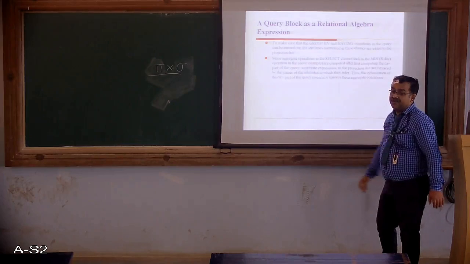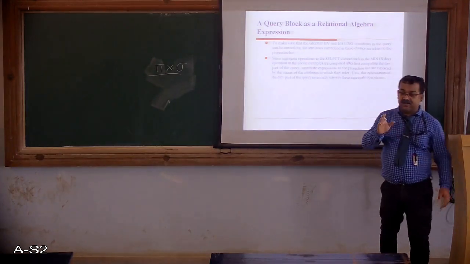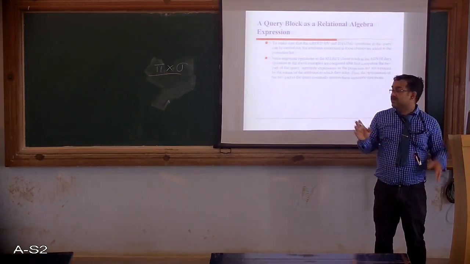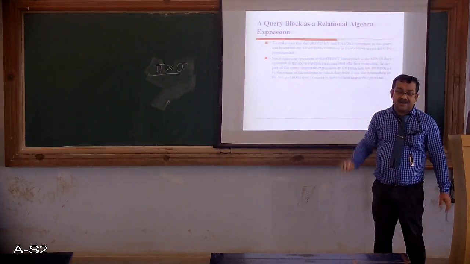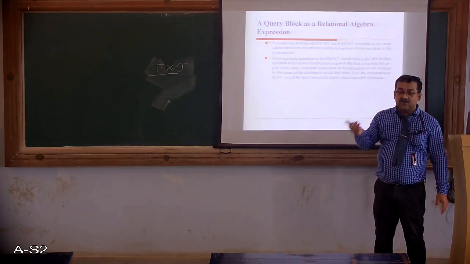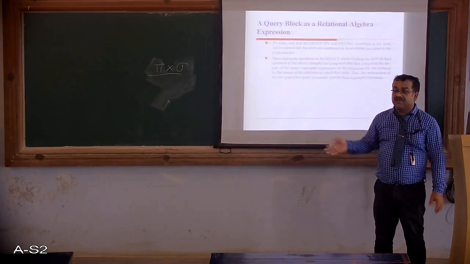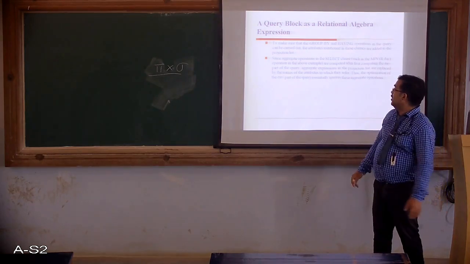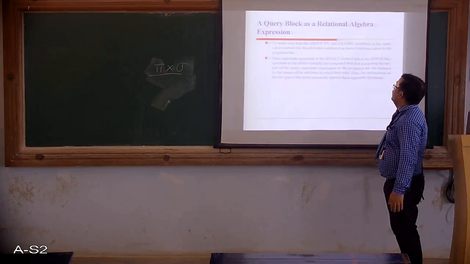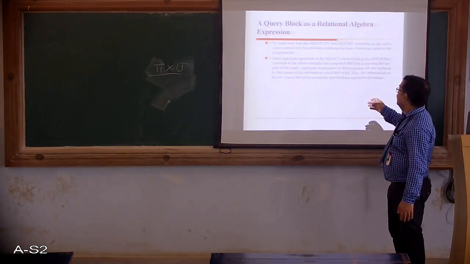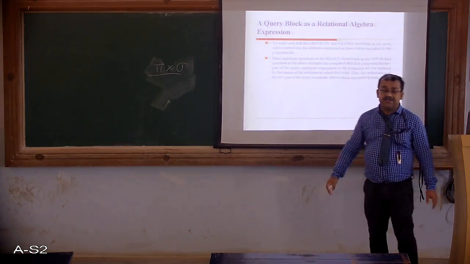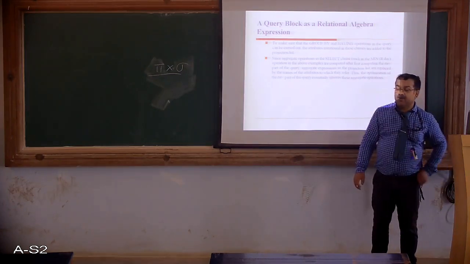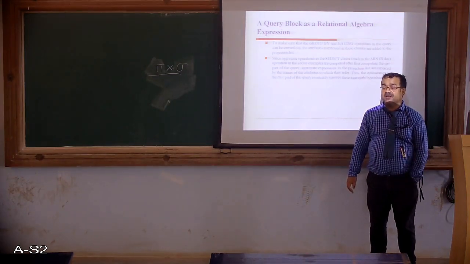Thus, optimization of these three parts, the selection, projection, and the cross, the join part of the query, essentially ignores the aggregate operation. So when we define it in terms of the blocks, the three combinations of the blocks, selection, projection, and the join, essentially ignore the aggregate operations to evaluate the queries. So that is how the optimization of the queries is done. You don't have to be bothered much about the aggregate operations.